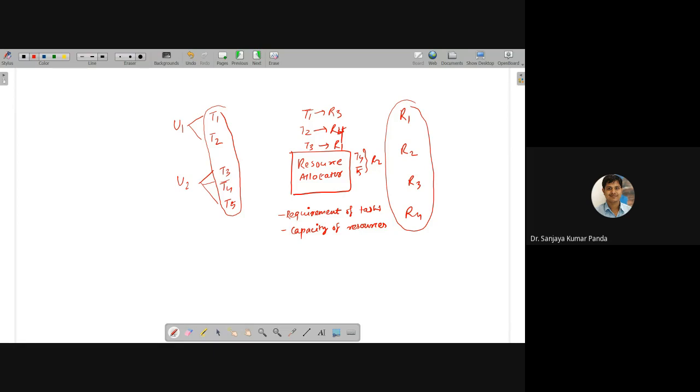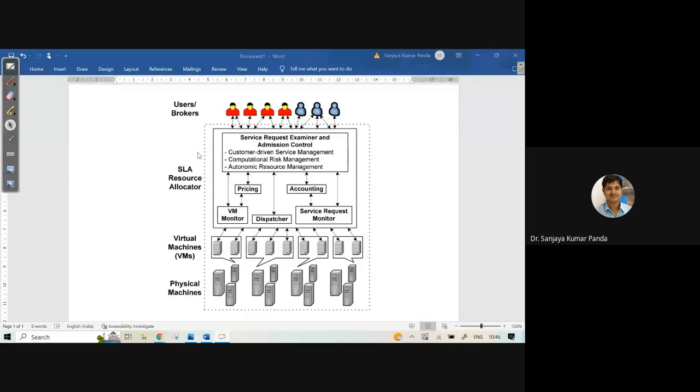It has to match which resource is suitable for what type of task. Task may be of different types. There may be a small task, a medium task, a large task, a deadline oriented task, a cost oriented task. So based upon that, it takes a decision on which resource is suitable for that particular request, right? So that particular job is done by whom? It is done by your SLA resource allocator.